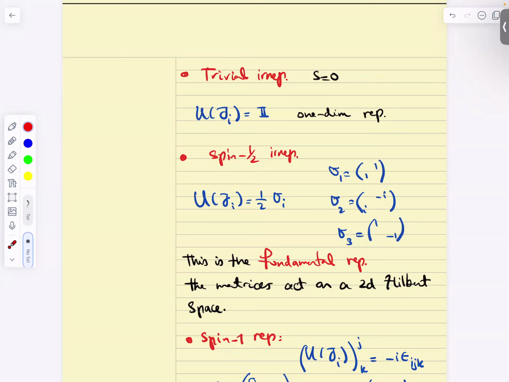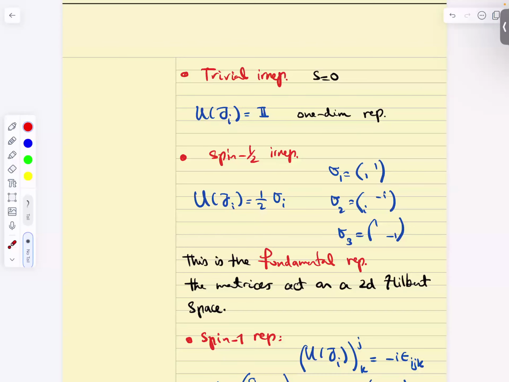Then there's a spin half irrep. So spin half. What's the dimensionality of the representation? 2S plus 1 is 2, right? So it's a two-dimensional representation, 2 by 2 complex matrices. What are they? These are the Pauli matrices, right? There are 3 of them. What if I had U2 instead of SU2? I'll have 4. What would be the fourth one? Identity. That's the Bloch sphere expansion of density matrices that you might have seen.